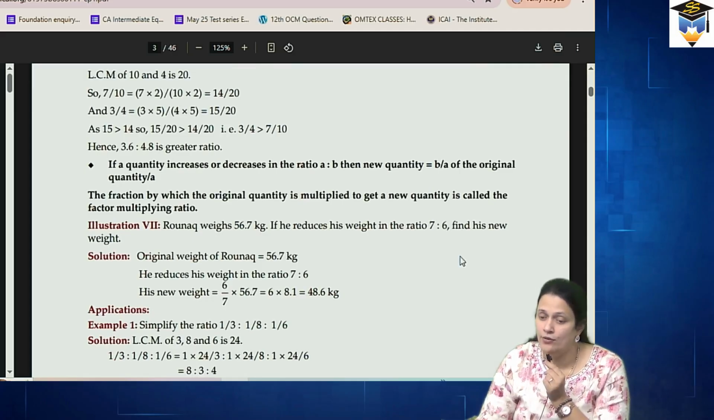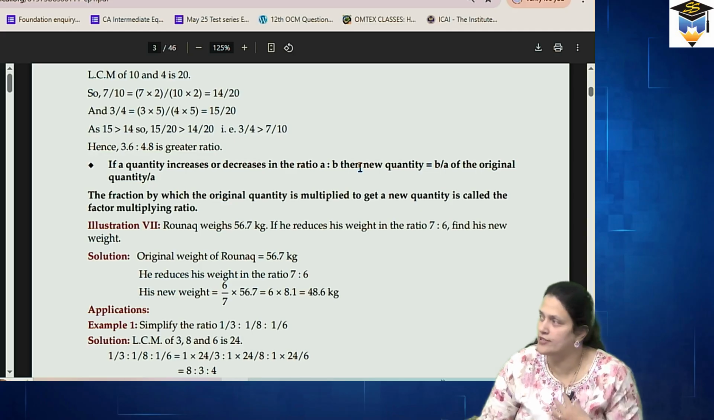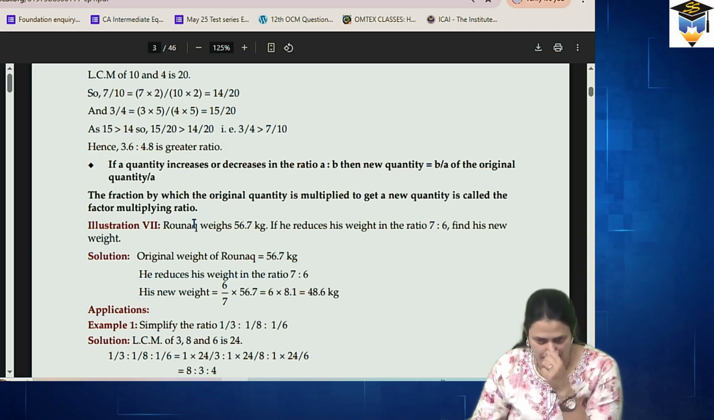Okay, now this is an important thing. If a quantity increases or decreases in the ratio A is to B, then the new quantity is equal to B upon A of the original quantity. What is the meaning of this? Let's take an example.